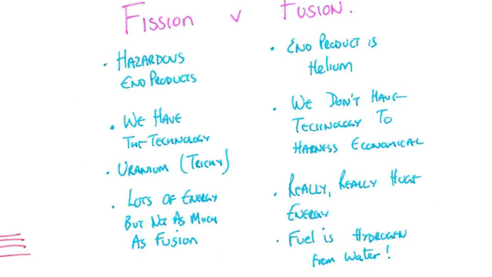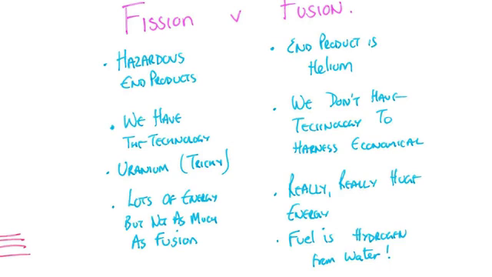Fission, unfortunately, has hazardous end products. The products made as a result of a nuclear reaction tend to be quite hazardous and dangerous, and we have to store them for long periods of time. Whereas in fusion, what actually happens is the end product is helium, which is quite a useful gas to us to use in several things, but there's no danger to it.